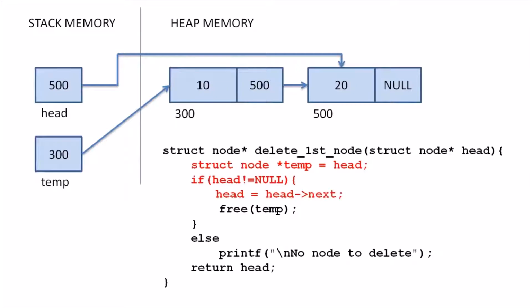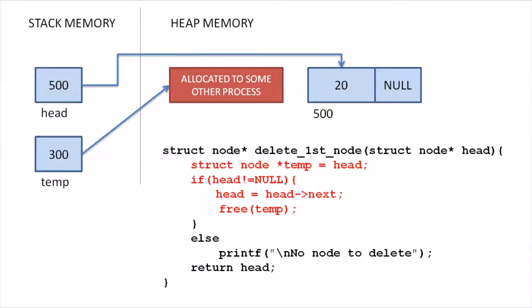On doing so, head now points to the second node of the linked list if a second node exists, or if the linked list has only one node, head now holds the value null. Next, we execute the statement free(temp) in order to dereference the first node of the linked list. Dereferencing means that this memory space will be allocated to some other process.